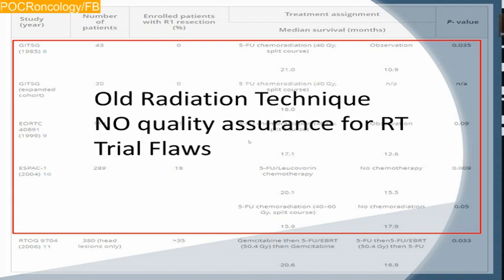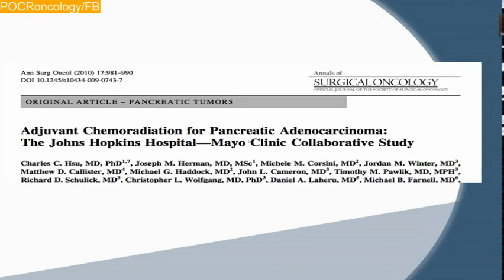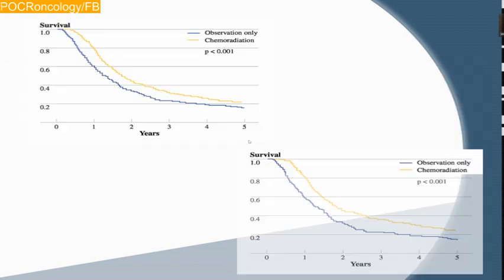ESPAC-1 is a highly controversial one, multifactorial. You can choose your arm for randomization, no quality assurance. So there are flaws that we cannot get past to get results from it. If we look at high-volume centers dealing with pancreatic cancer, Johns Hopkins and Mayo Clinic combined their analysis of more than 900 patients, and they show there is a survival benefit with chemoradiation versus nothing. And if you do a matched-pair analysis, the survival shows an even bigger difference.